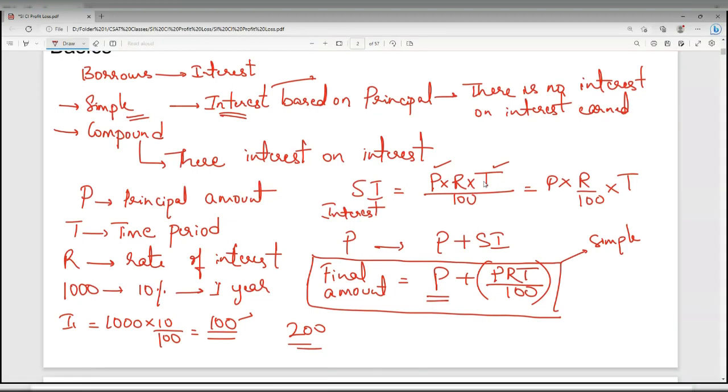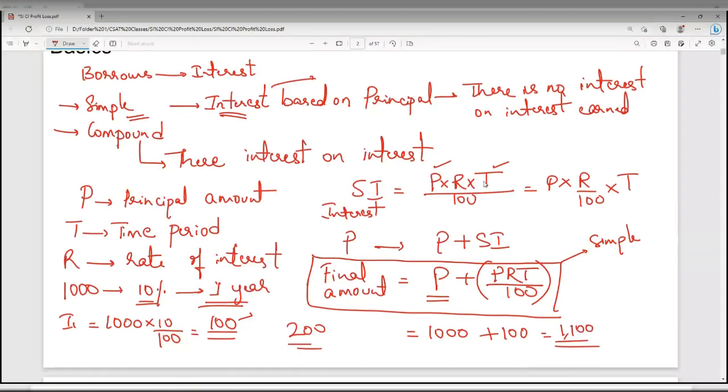And the final amount that you have to pay, for example, in this case, if you had borrowed it for 1 year at 10% interest, would be the principal amount that you had borrowed, that is 1,000, plus the interest that has accrued. So totally, after 1 year, you have to repay 1,100 rupees. So this is simple interest.